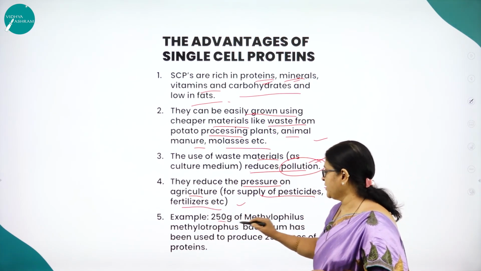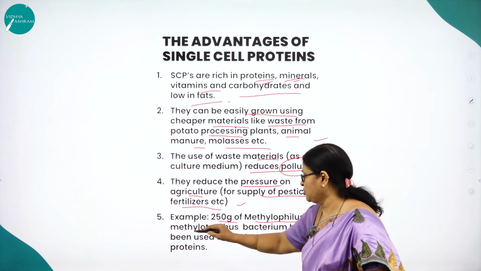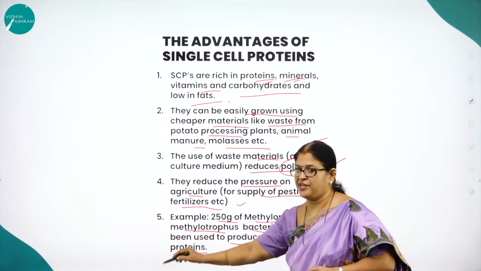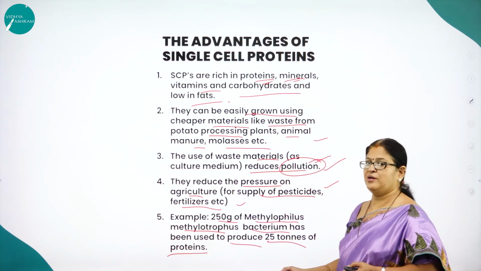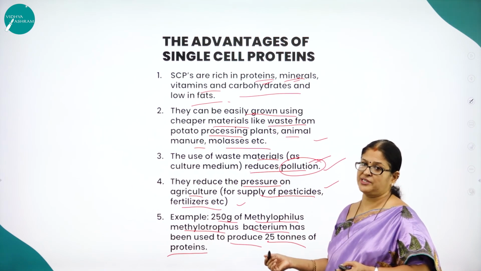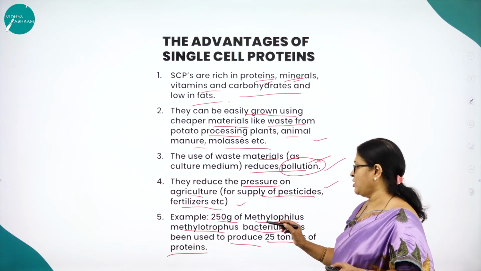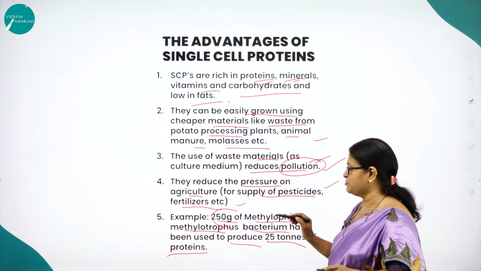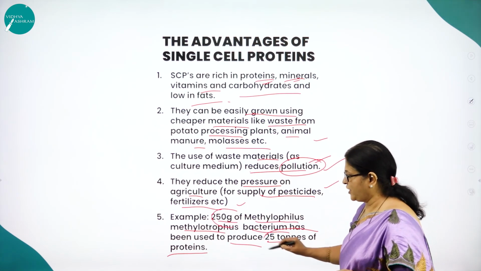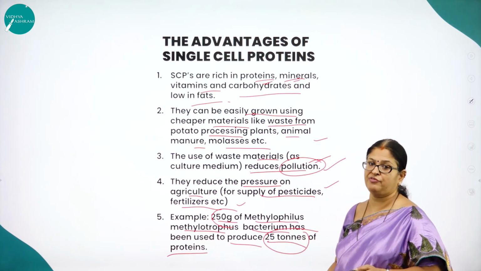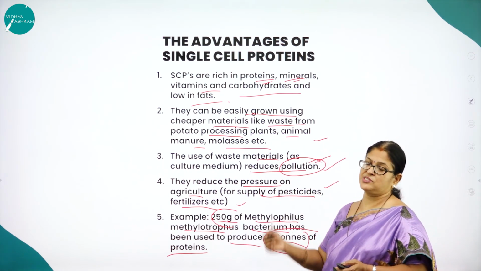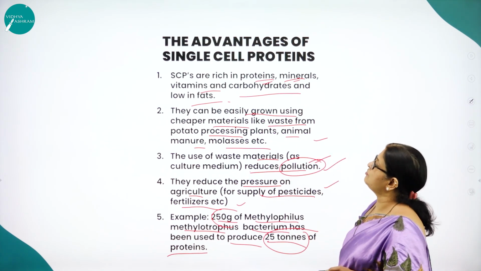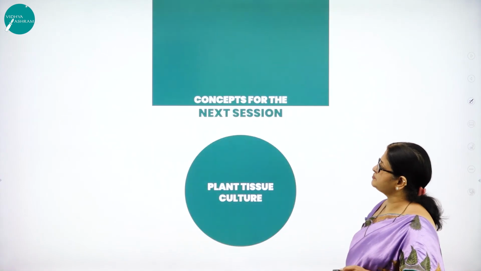For example, 250 grams of Methylophilus methylotrophus bacterium can be used to produce 25 tons of proteins. Imagine the amount of single cell protein that is developed through this bacterium. Around 250 grams of this bacterium produces 25 tons of protein. So all these are very important advantages of single cell protein.